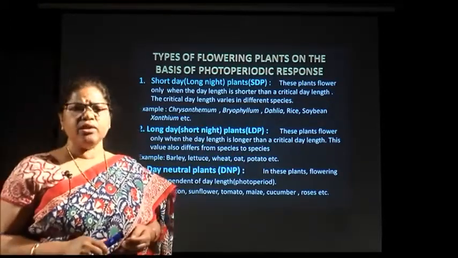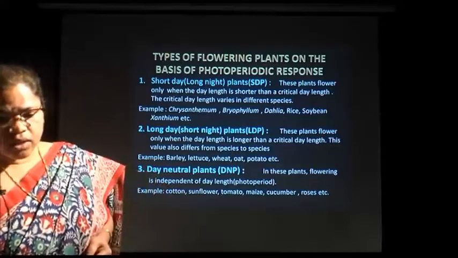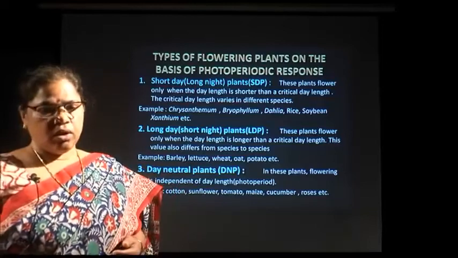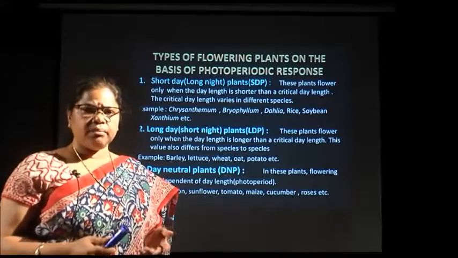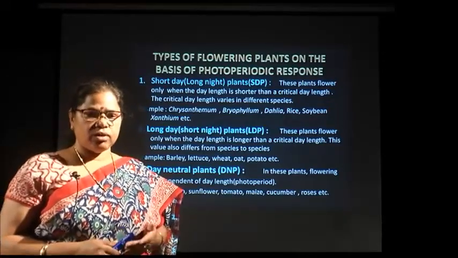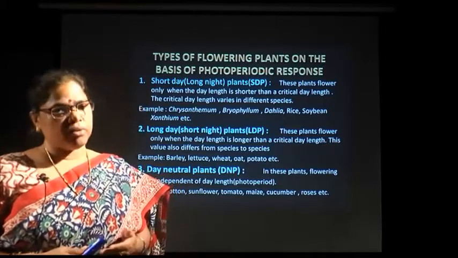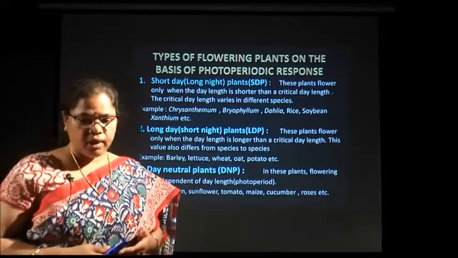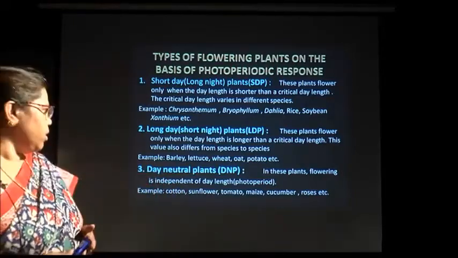Then comes the day neutral plants. These are the plants which are independent of the day length or photoperiod. Whatever the photoperiod may be, they will flower. So, these are the day neutral plants or DNP. The examples are cotton, sunflower, tomato, maize, cucumber, etc.